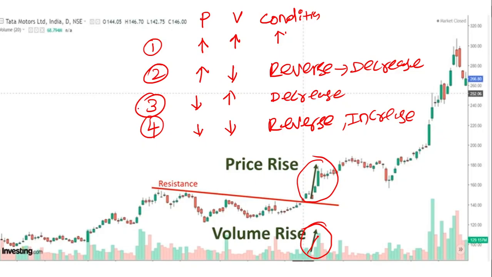Of course, this volume analysis may not work in some cases. Fake signals may be generated. How to avoid those fake signals, I will discuss in my next lecture with some other indicators. Anyway, just see here what's happening. Let me say this is a resistance line. You know how to draw a resistance line. After breaking the resistance line, your volume is increasing, therefore your price is also increasing.